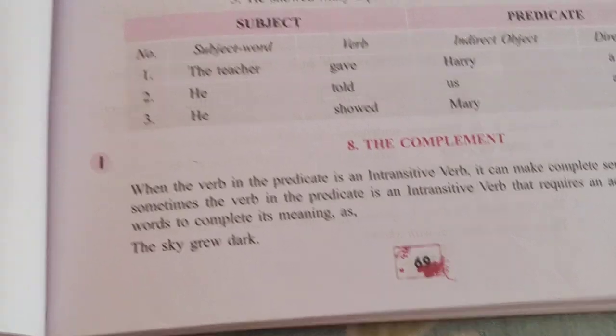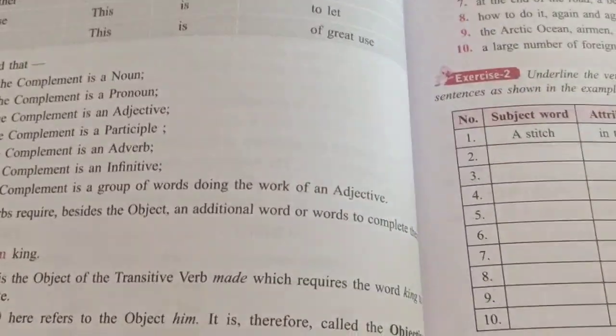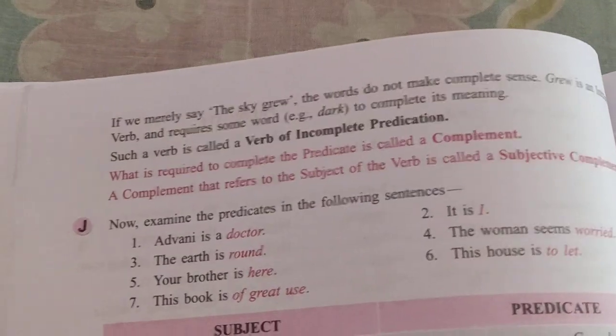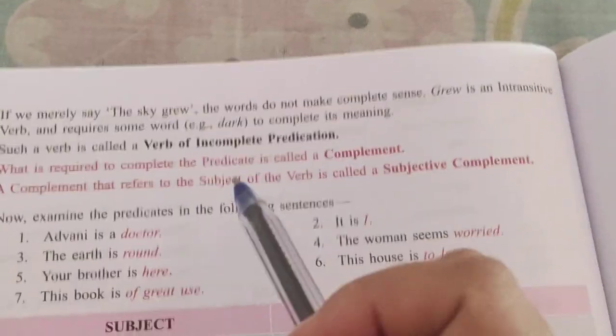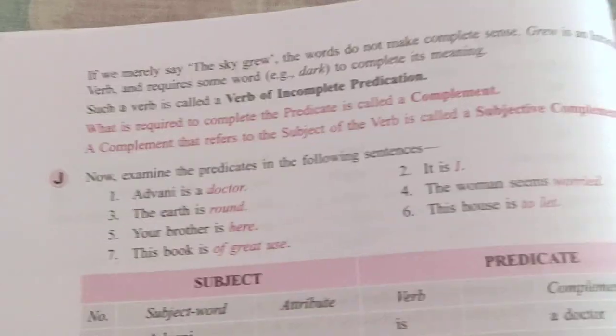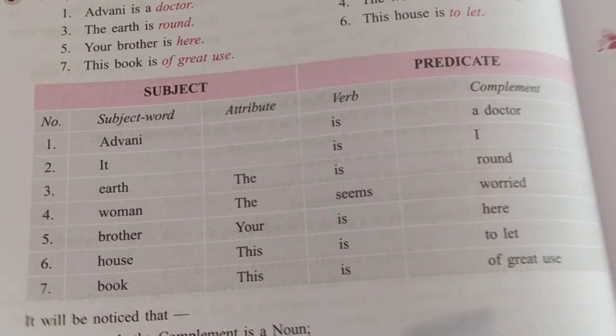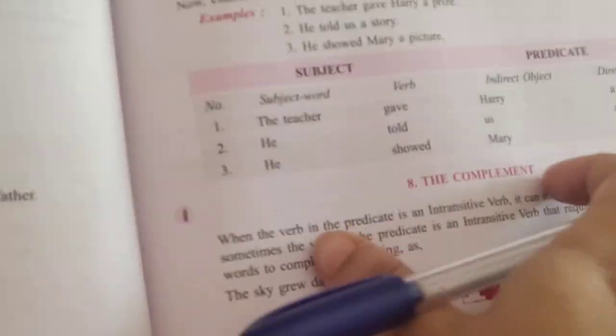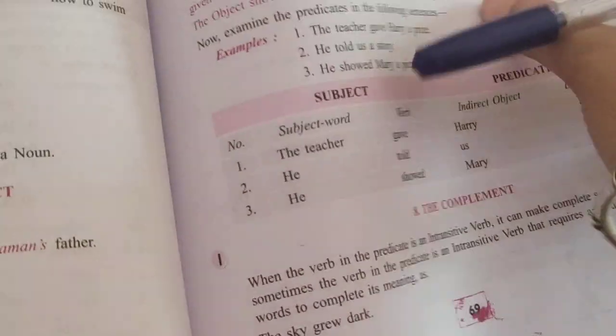So we are going to the next page. See here, you will get it. You will get the meaning and understand it very properly. See, if we merely say the sky grew. Okay, this is about the last sentence: the sky grew dark.